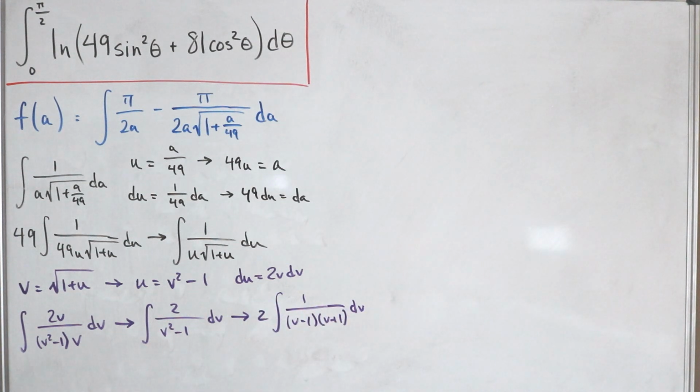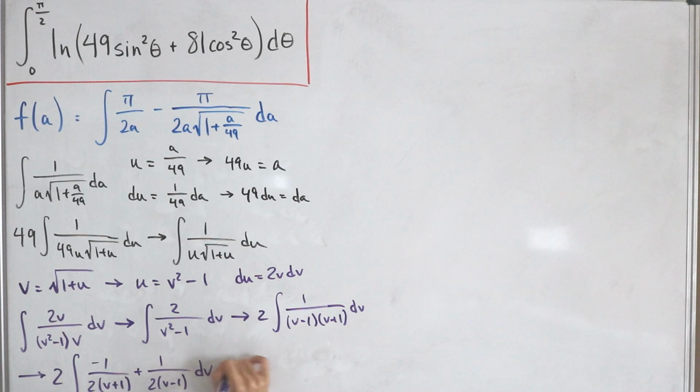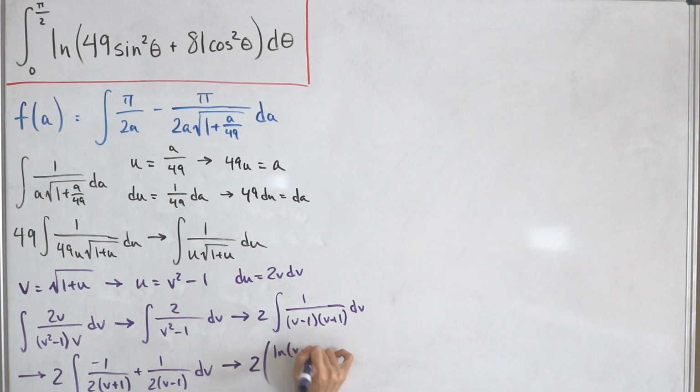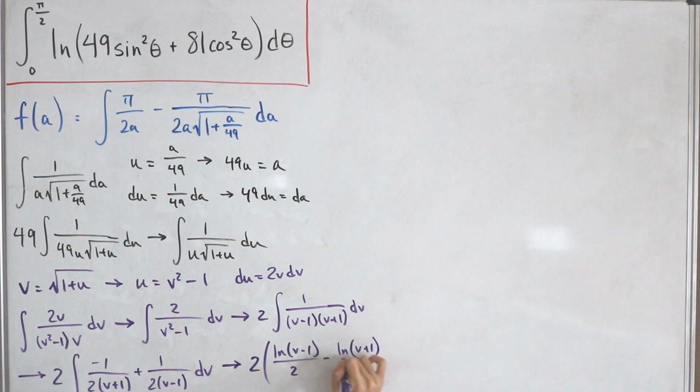I'm going to skip this step because all you have to do is apply some partial fraction decomposition to simplify things even further. I leave that to you as an exercise to verify. What you'll get is 2 times the integral of negative 1 divided by 2 times v plus 1, added with 1 divided by 2 times v subtract 1, then dv. This is an easy antiderivative to know, it's just the natural log. So this is going to be 2 times the natural log of v subtract 1, divided by 2, then subtract the natural log of v plus 1 divided by 2.